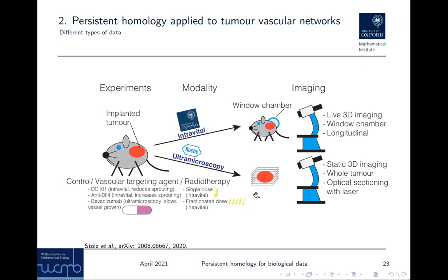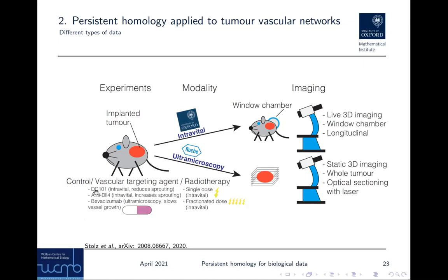Here, the tumors are extracted from the mouse and then imaged via optical sectioning, and you can then do a 3D reconstruction. And the nice thing is you really get a picture of the entire network in the tumor. Now, both data sets have some control mice and then some mice that have been treated. So in both cases, we have vascular targeting agents that have been used to treat the mice. This means that these are drugs that directly influence the vessel growth and vascular architecture.